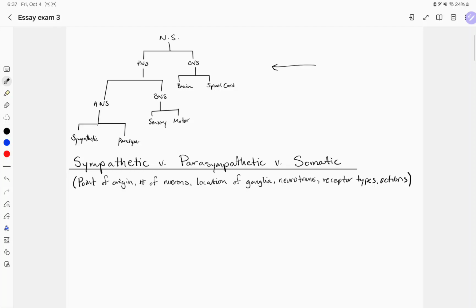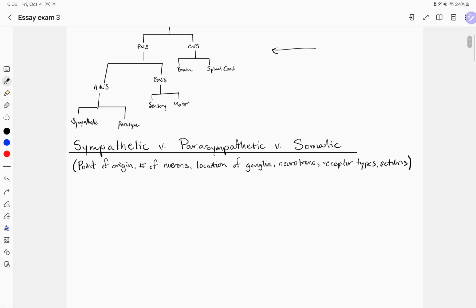So, the nervous system can be divided into two components here. We have the central nervous system, made up of the brain and the spinal cord, and then we have our peripheral nervous system, and that can be broken up into our autonomic nervous system and our somatic nervous system. Now, the somatic nervous system is comprised of sensory and motor nerves, and then our autonomic nervous system, which is over here, and this is really what we're going to be focusing on today, is comprised of our sympathetic nervous system and our parasympathetic nervous system.